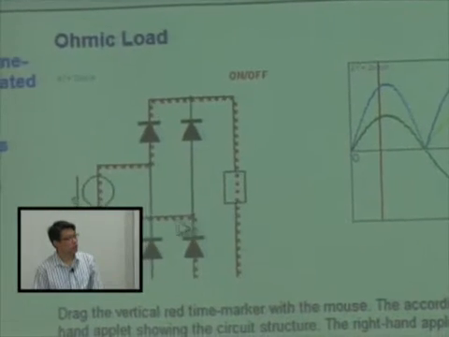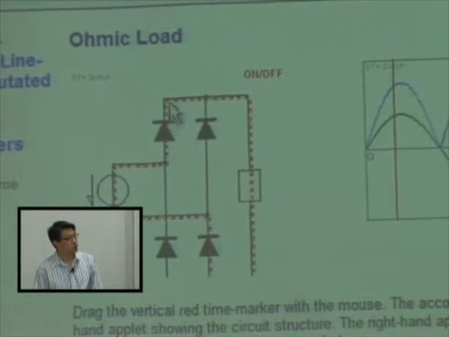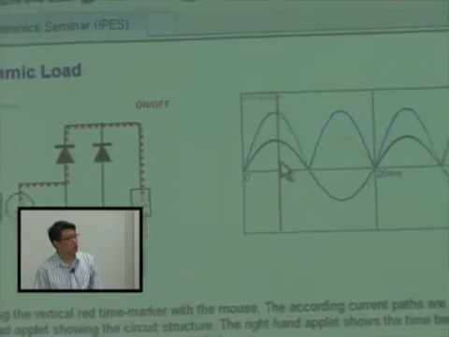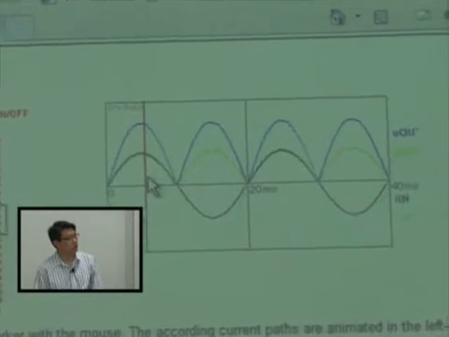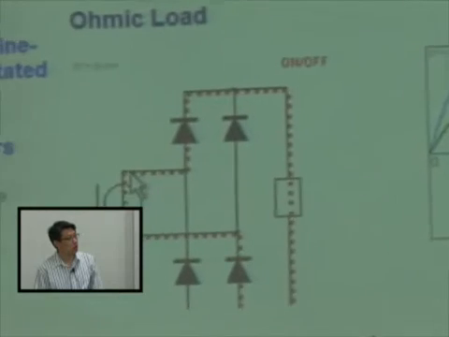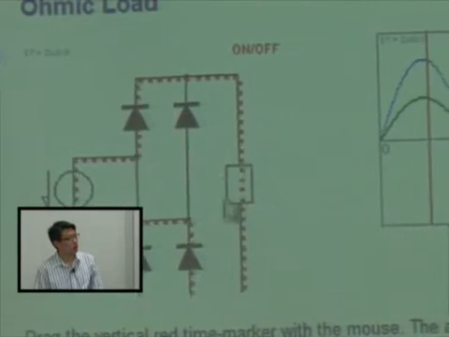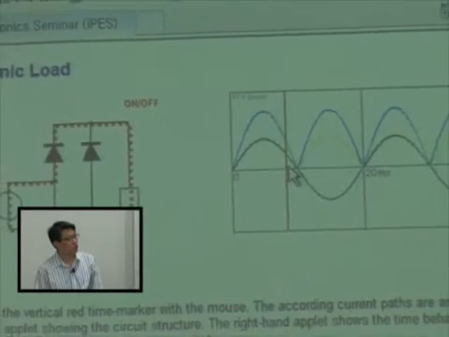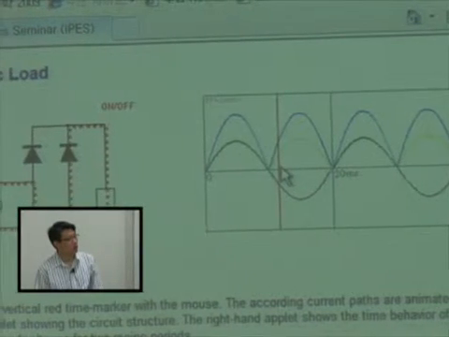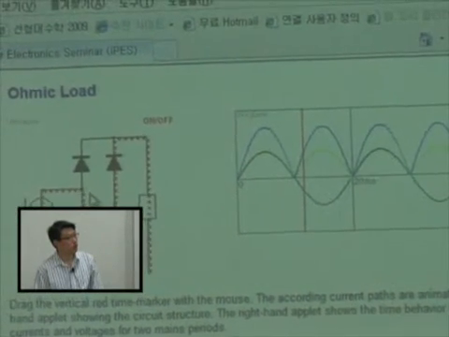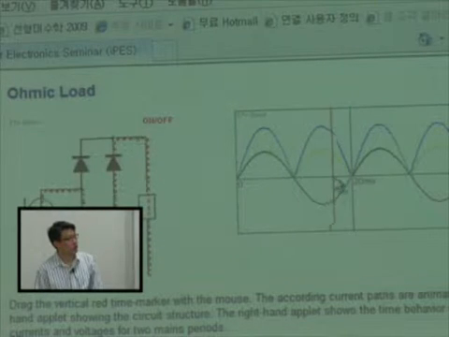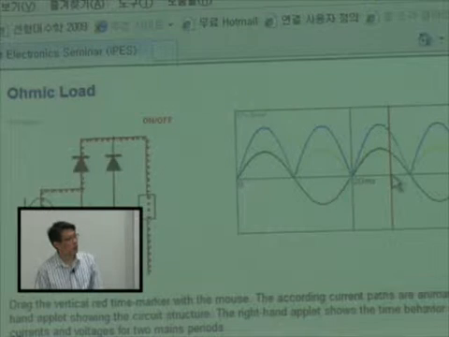This animation shows the path of the current flow. When we are in this interval of positive voltage, the current flows through this diode and returns to this bottom diode. When it crosses over to the negative side, our current direction is reversed, so it flows like this. It keeps repeating for positive and negative.